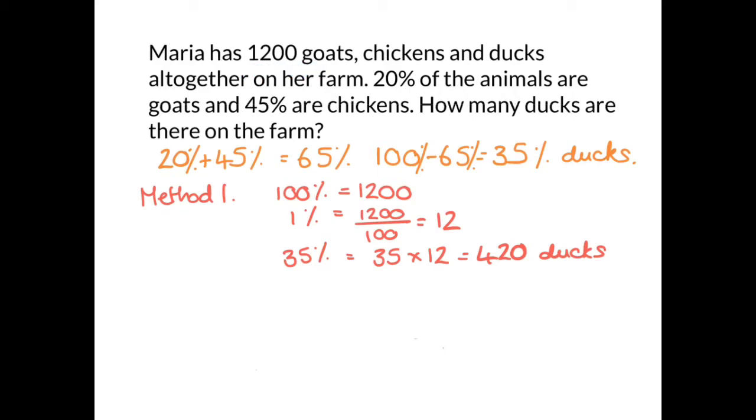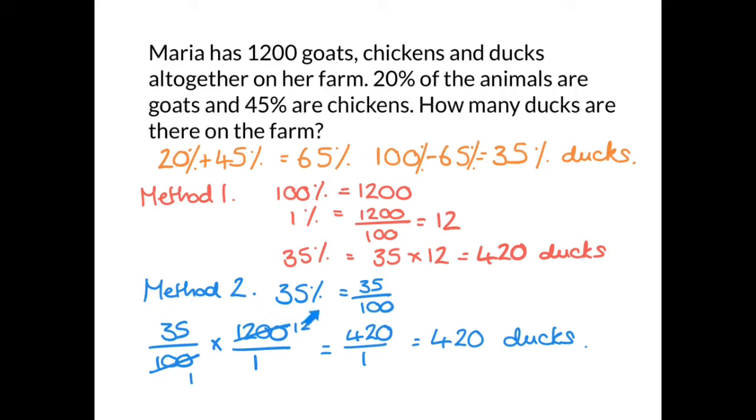So using our first method, the unit rate, 100% is 1,200. 1% is 1,200 divided by 100, which is 12. 35%, 35 multiplied by 12, 420 ducks.